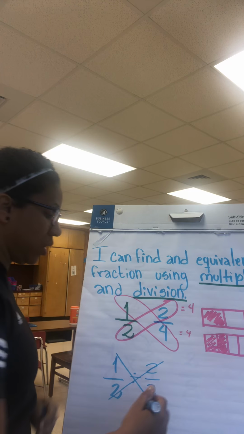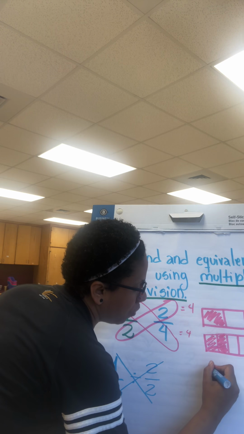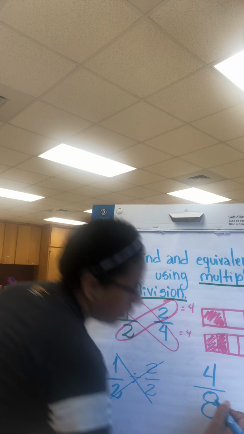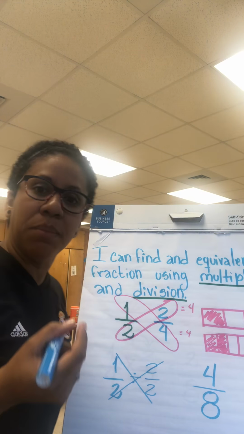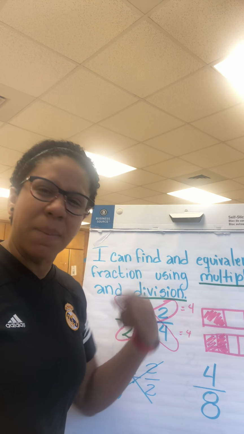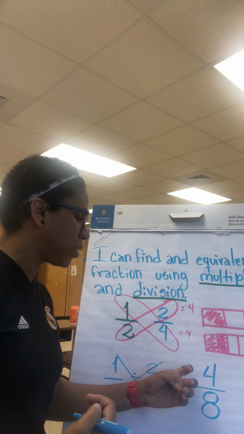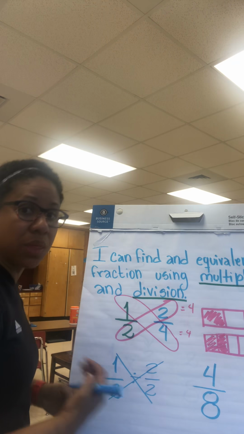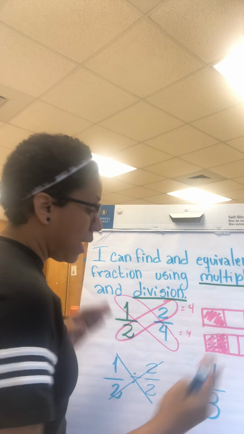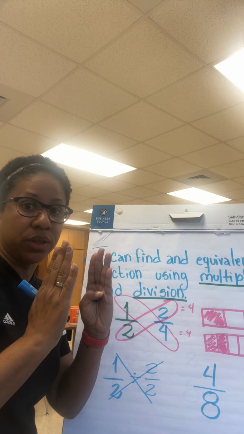And so let's think. For example, if we have 4/8, that's quite a big fraction. So I need to think, what am I going to do? How am I going to get an equivalent fraction from 4/8? I can either multiply, but it's going to give me a bigger number. If I divide, it's going to give me a smaller number.